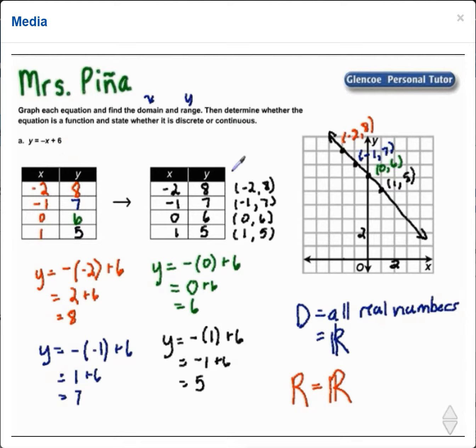It is continuous because you can draw it without having to pick your pencil up and continue on to graph the equation. If you can draw an equation and not have to pick up your pencil when you are making it, it's a continuous graph. This is continuous.